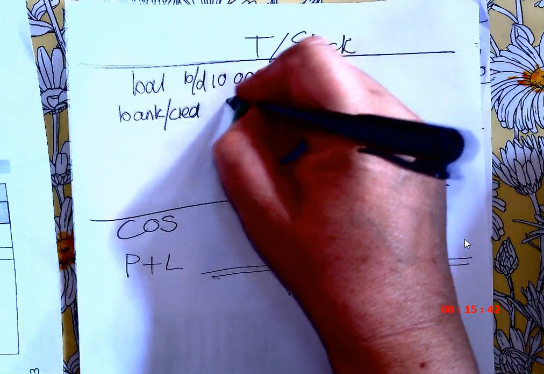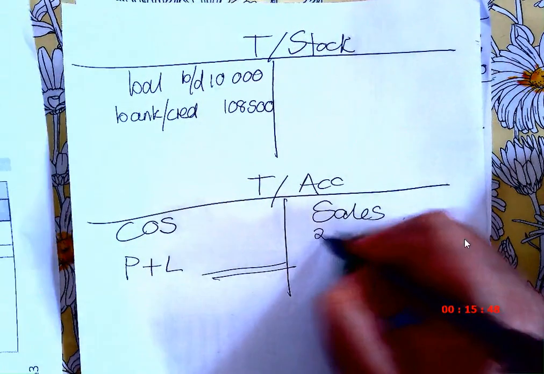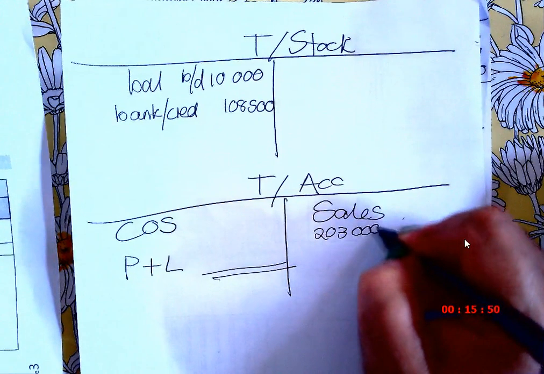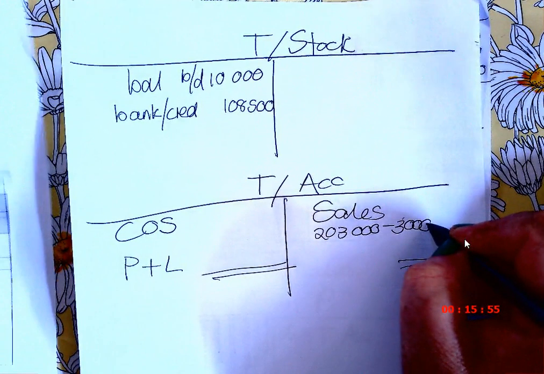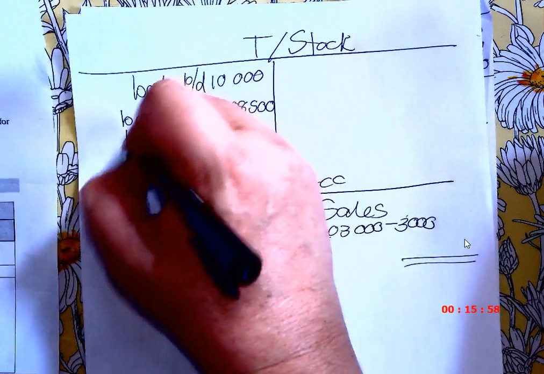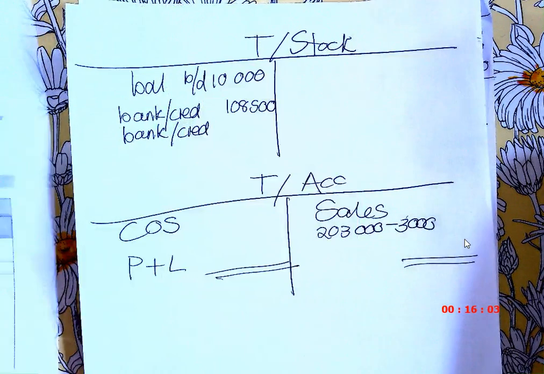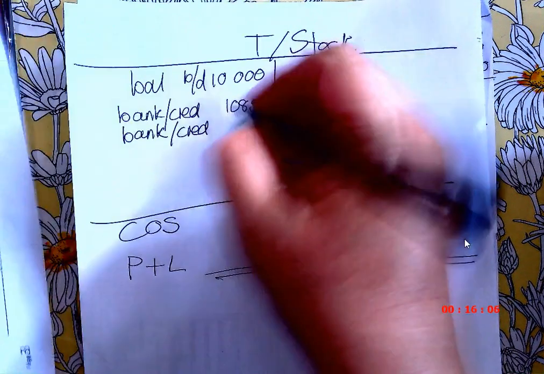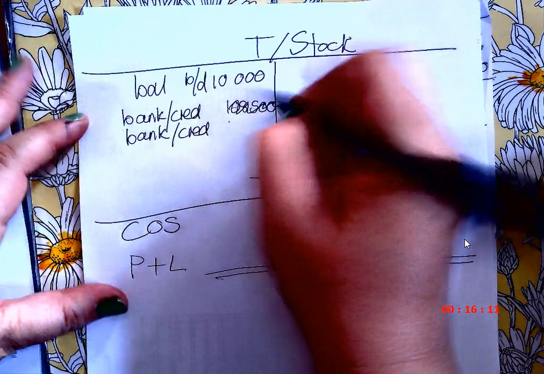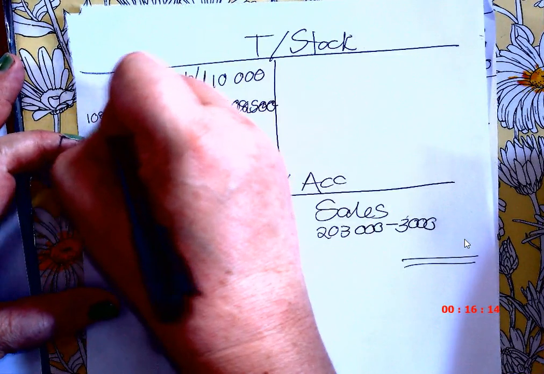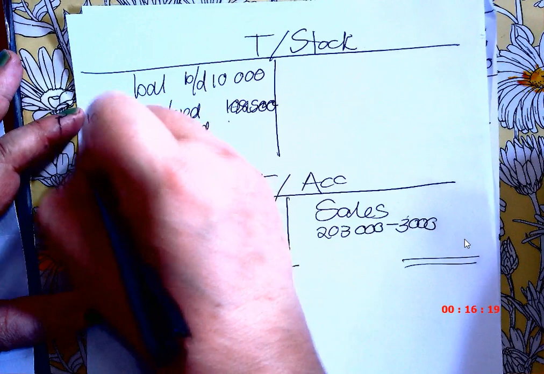Would be that 108,500. Sales, 203,000. Debtors allowance, 3,000. Carriage on purchases, it's also in my trading stock, so it would be bank or creditors control. But remember now, things are going to happen here. I forgot, there's things happening here. So this 108,500, I'm just going to write it here because there's calculations. Sorry, I forgot about the calculations.